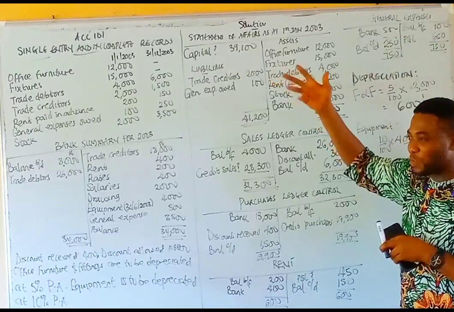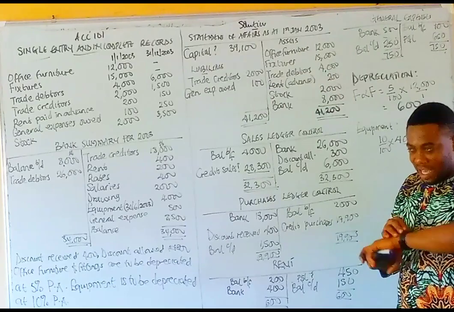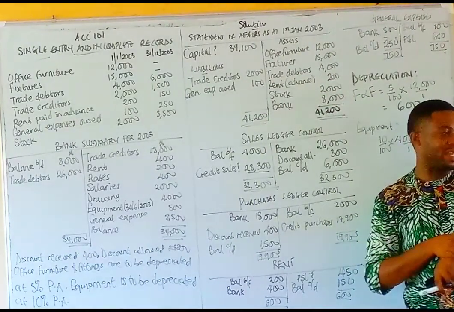So the last part is to prepare our final account. So write this part so that I can clean and prepare the final account.